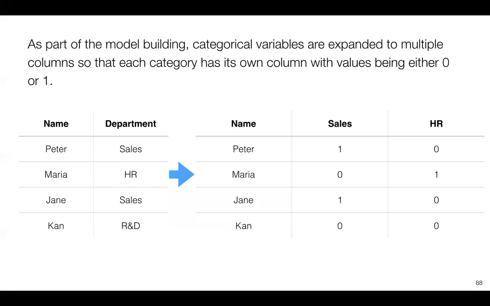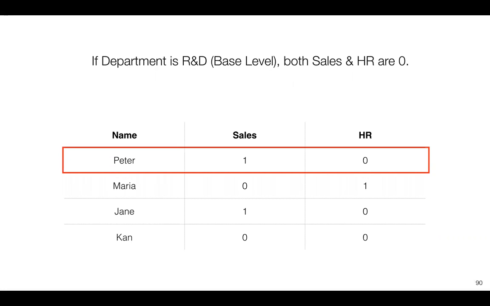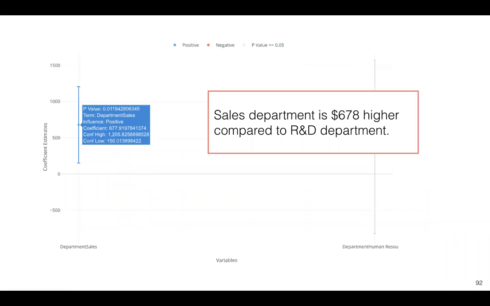And once we have this, R&D is 0. So when you want to understand Peter's monthly income compared to, for example, R&D, one value increase for sales means this person is in the sales department, or one value increase in HR compared to R&D means this person is in HR. So that's how you can interpret the categorical variable's coefficient. So what does that mean?